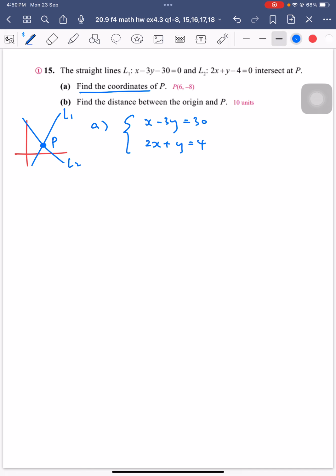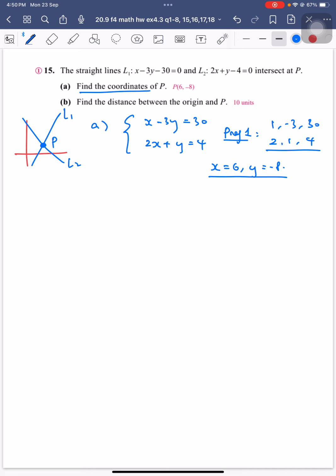Then we can just use our program 1. So program 1, enter 1, negative 3, 30, and 2, 1, 4, to get our answer, that's going to be x equal to 6, y equal to negative 8. If you still haven't got the program, come and ask me to take it. Okay? So that's going to be the coordinates of P.